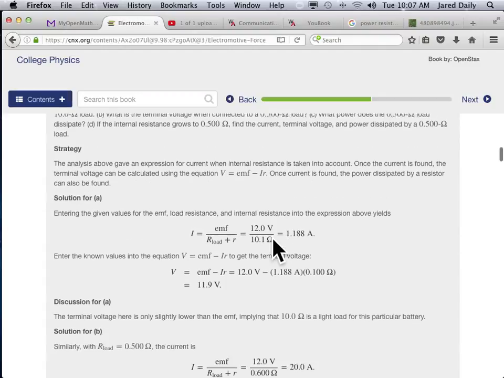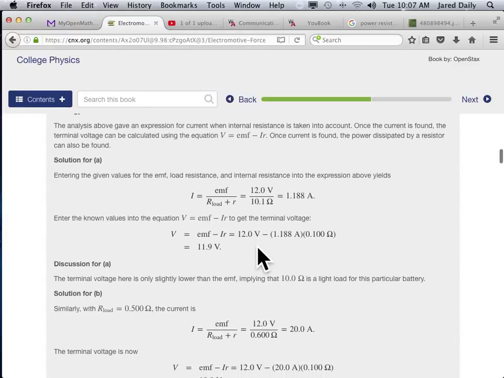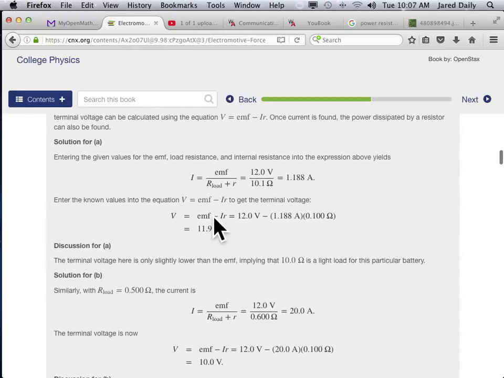Well, that's this equation right here: EMF over resistance load plus internal resistance. Turns out to be 1.188 amps. If you want to know the terminal voltage, then you plug little r and the current that we just calculated into this equation, and get the terminal voltage of 11.9.